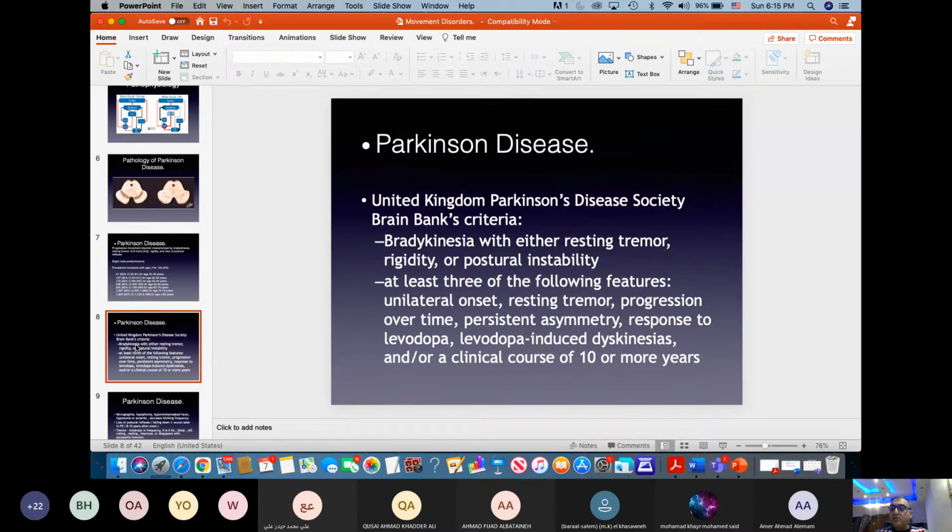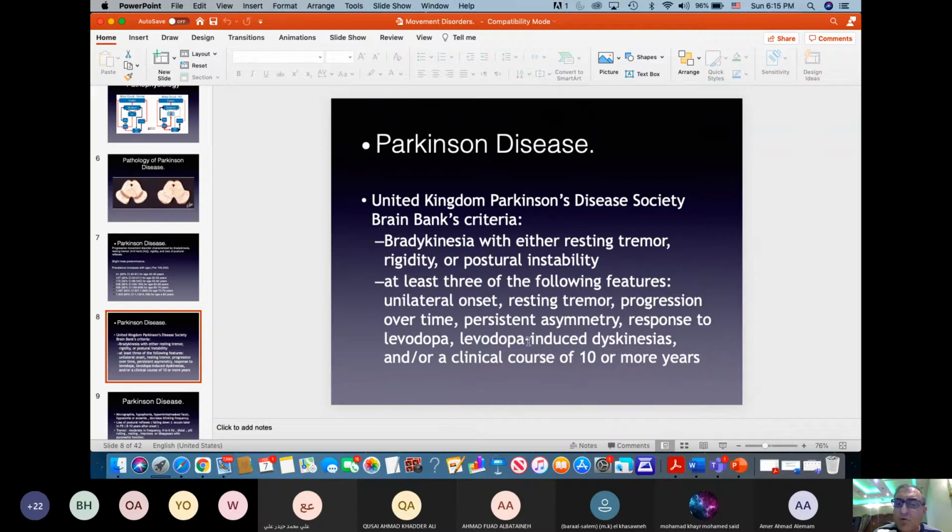Unilateral onset. As I said earlier this morning, typically with idiopathic Parkinson's disease, it starts unilaterally. And as the disease progresses, it might involve the other side of the body. However, the first side affected will still exhibit more signs and symptoms.